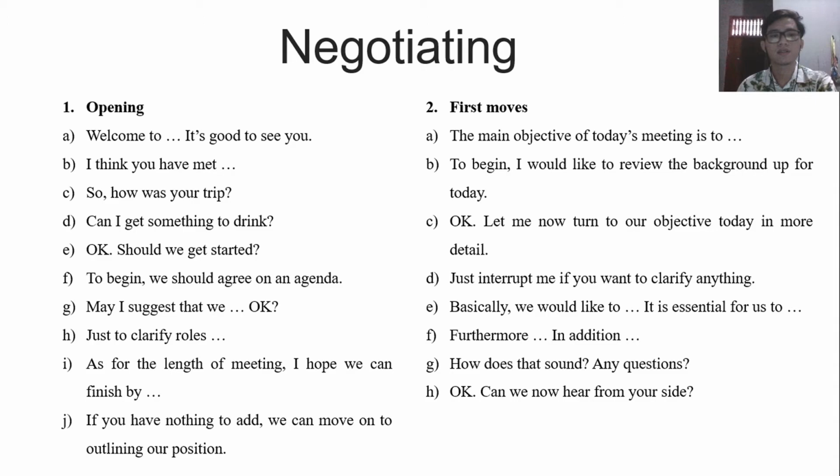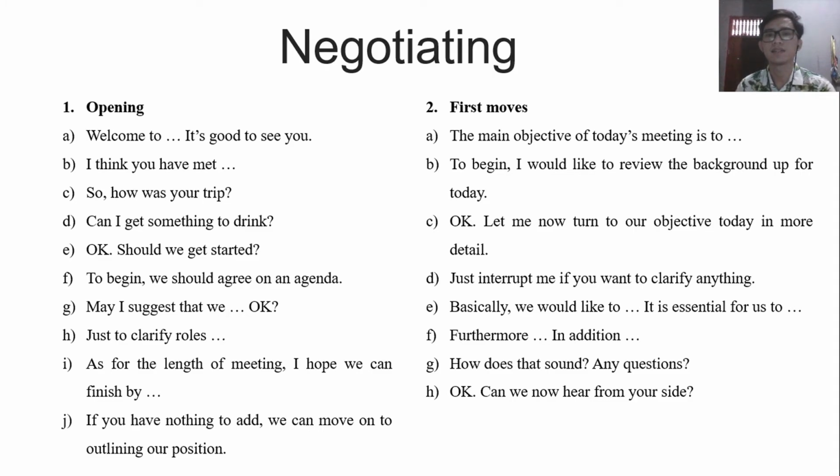And then the next is just to clarify rules. It is the same as restating positions. And the next is, as for the length of the meeting, I hope we can finish by blah blah blah. And the last is, if you have nothing to add, we can move on to outlining our positions. And the second is the first move. The steps are, you share the main objectives of the meeting.